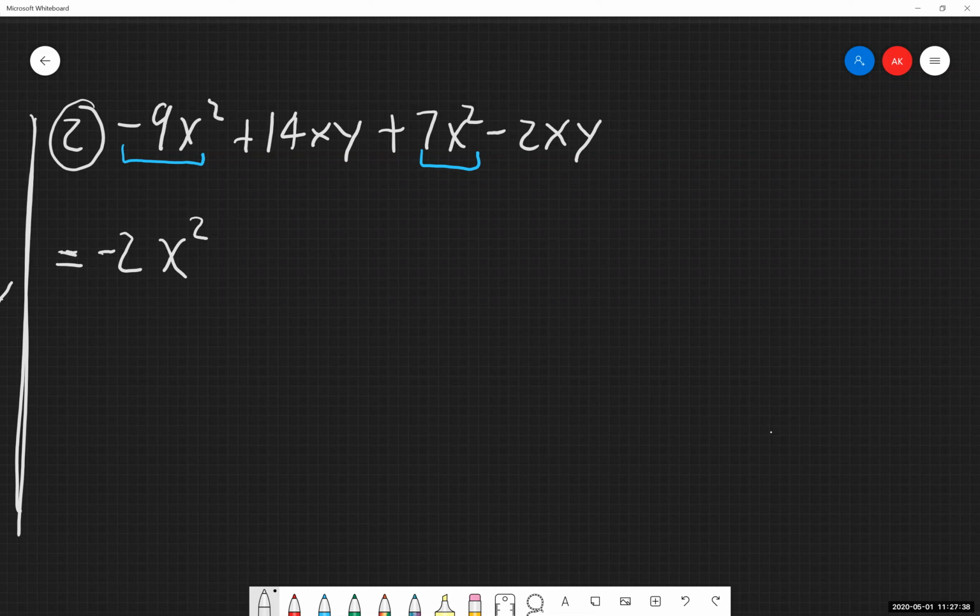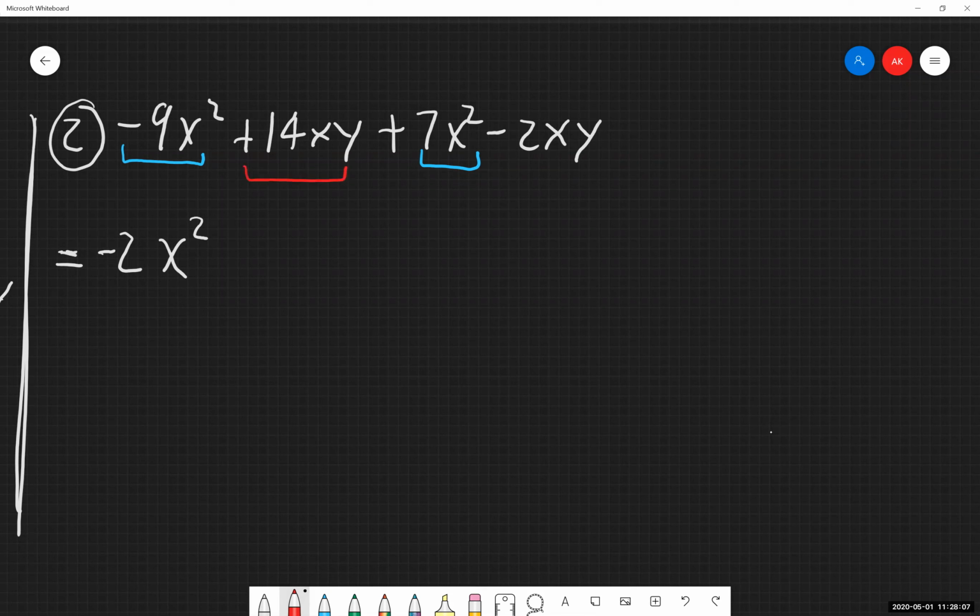I've seen a lot of people with these parts will say, okay, well, negative 9 plus 7 gives me negative 2. And then x squared plus x squared is x to the fourth. And that is inaccurate. We do not change the variable part in any way, shape, or form when we are combining like terms like this. If you are doing that on the homework, if you're doing that on the test, you're going to be losing points. So we've combined our x squared terms, great.